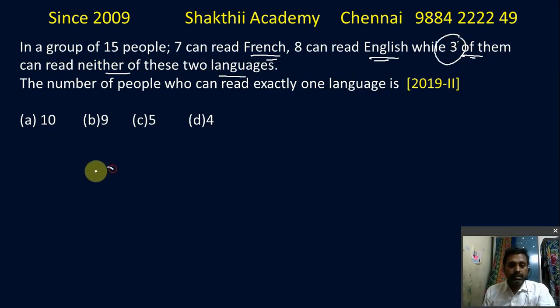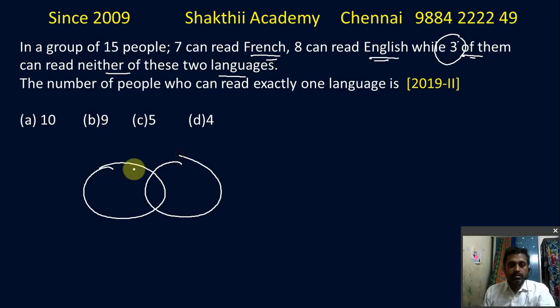So I'll put a circle. One circle represents people who speak French. The other circle represents people who speak English. And it is very clearly given 3 of them can read neither of these two languages. The meaning is they will not speak any of the two languages. That means totally how many people are there? 15 people. So 15 minus 3 will be 12.